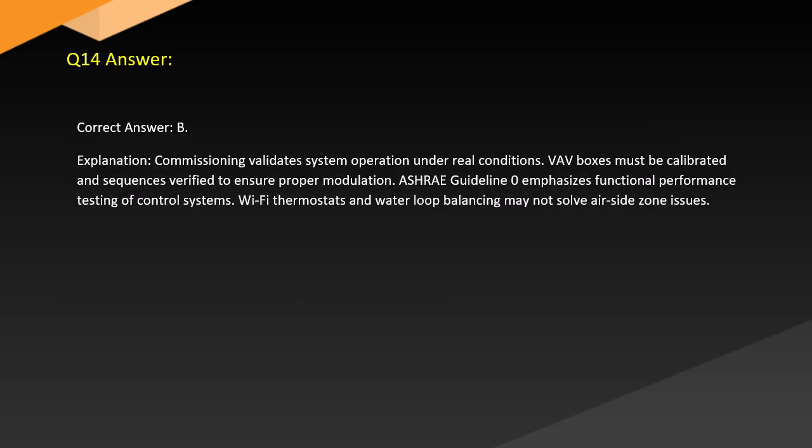Answer. Correct answer: B. Explanation. Commissioning validates system operation under real conditions. VAV boxes must be calibrated and sequences verified to ensure proper modulation. ASHRAE Guideline 0 emphasizes functional performance testing of control systems, while thermostats and water loop balancing may not solve airside zone issues.